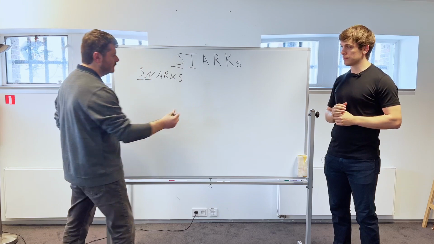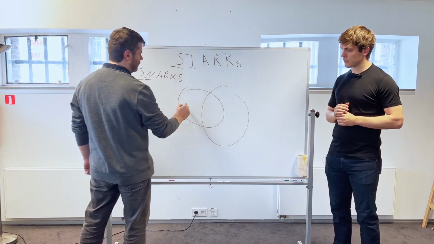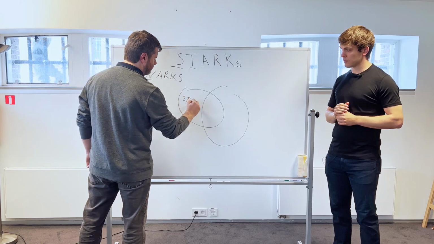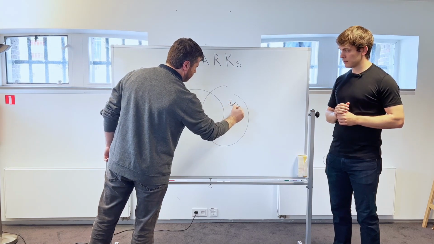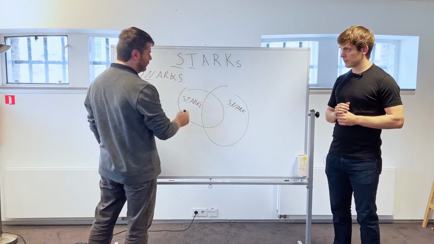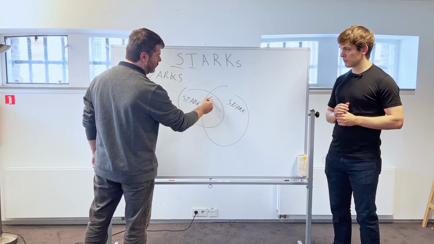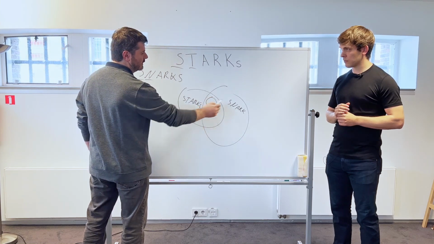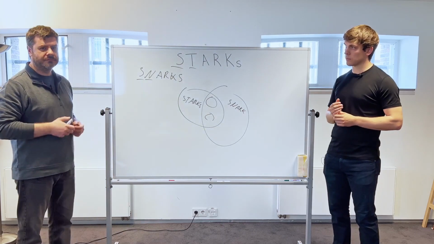Yep. So if I had to do it, I would draw a diagram saying, this could be STARKs, and this could be SNARKs. And the non-interactive STARKs would go here, and then scalable, transparent SNARKs would go here. So they're kind of an intersection of the two. Cool.